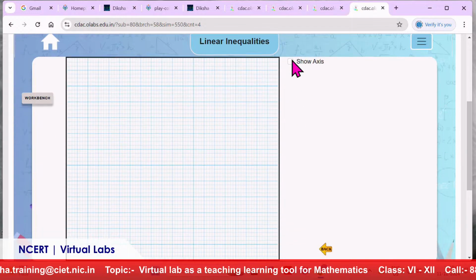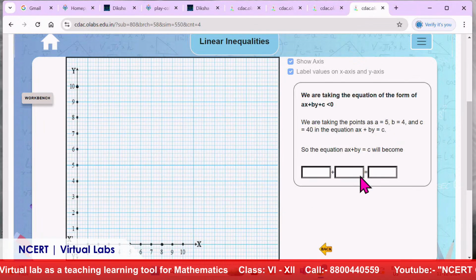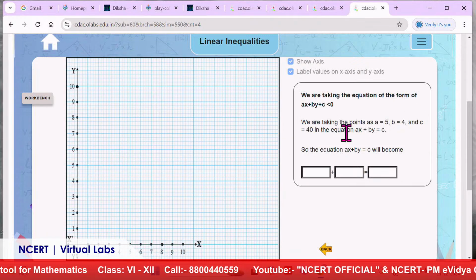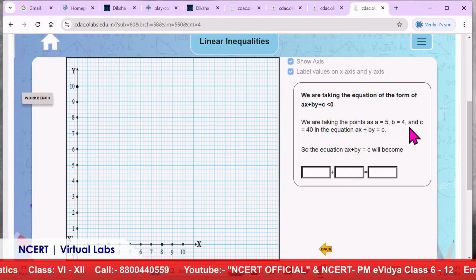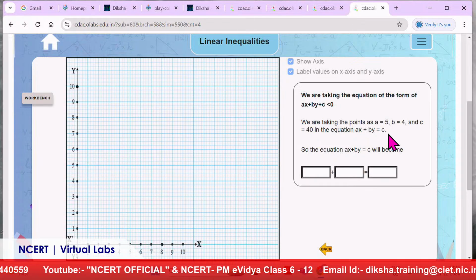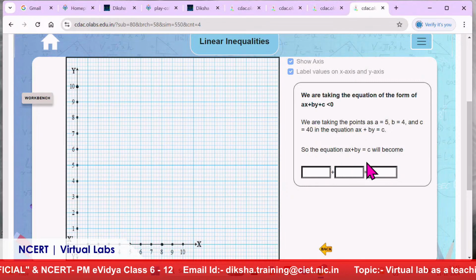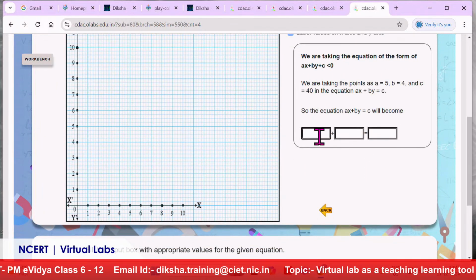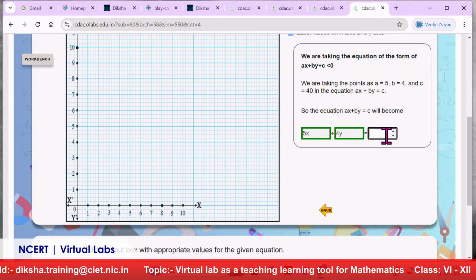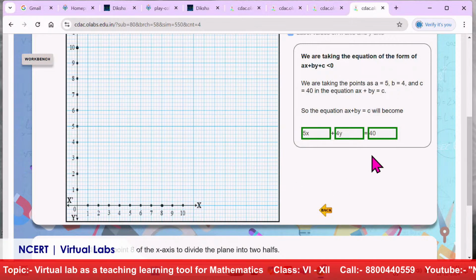Exactly. So first is show axis, label the values on the x-axis. Now the graph will appear. We are taking the equation of the form ax plus by plus c less than 0. So we are taking a equals 5, b equals 4 and c equals 40. So the equation ax plus by becomes 5x plus 4y is equal to 40.